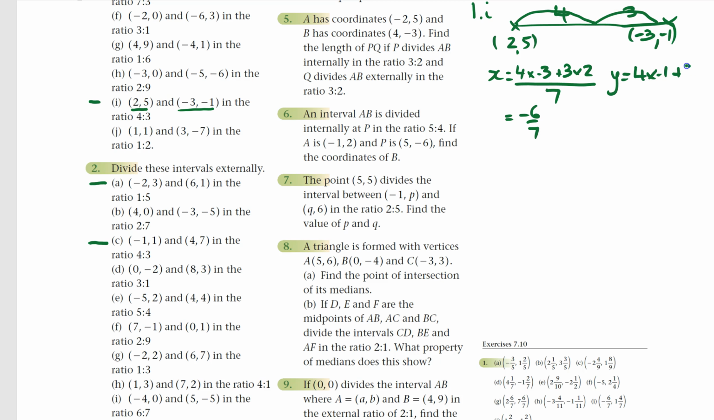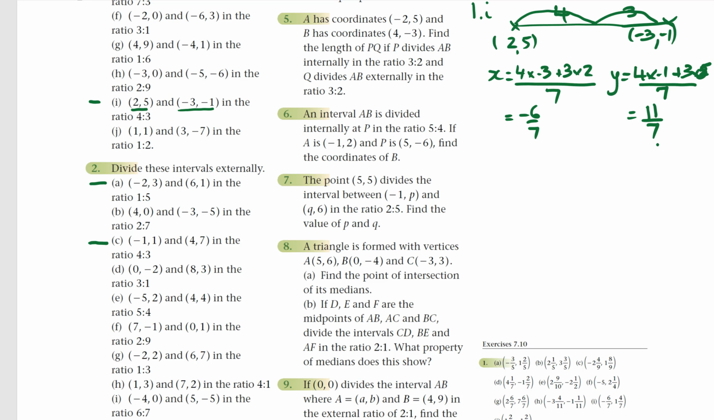And our y value will be 4 times negative 1 plus 3 times 5 over 4 plus 3. So that will give us negative 4 and 15, so that's 11 on 7.